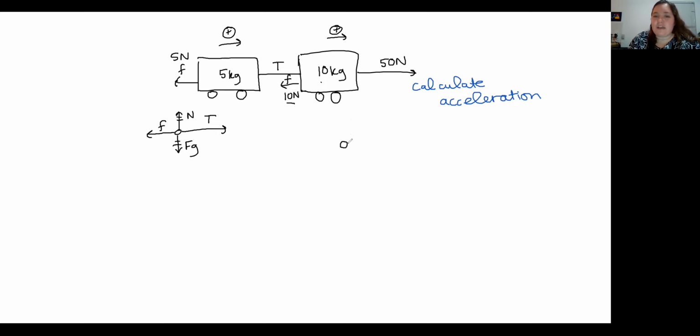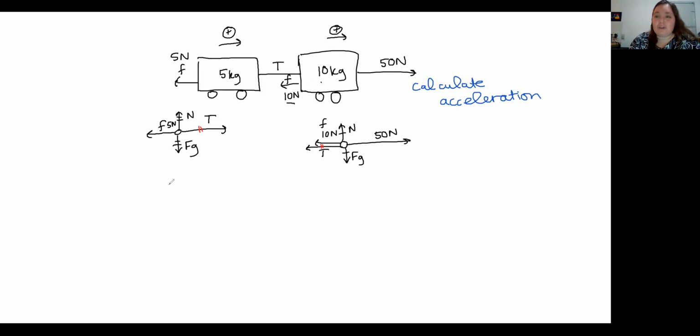If we look at the 10-kilogram object, it is going to have 50 newtons pulling it forward. It is going to have 10 newtons of friction, pulling it backwards. And it is also going to have the tension pulling it backwards. This tension is obeying Newton's third law. It exerts an equal but opposite force on each of the two objects that it joins. From there, I also need to consider that there's a weight downwards and a normal force upwards, but these two are going to be equal to each other.